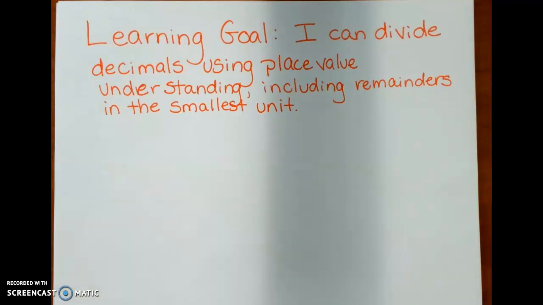Hi friends, today's learning goal is I can divide decimals using place value understanding, including remainders in the smallest unit. What that means is that we are going to divide and we might have a remainder, which in our 4th grade world we would leave as just a remainder, but now we're going to keep dividing until I don't have a remainder anymore.